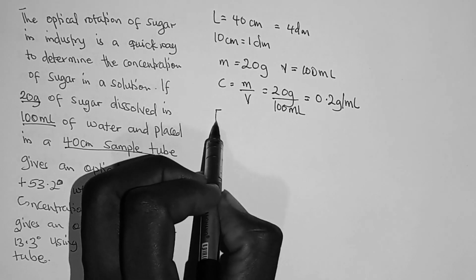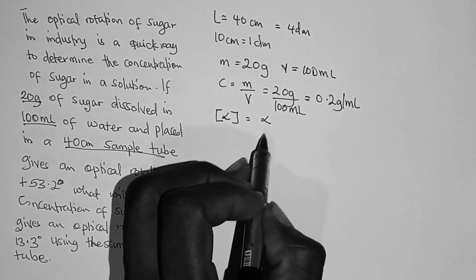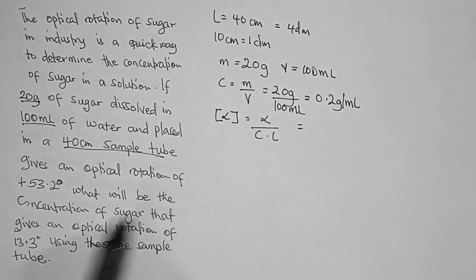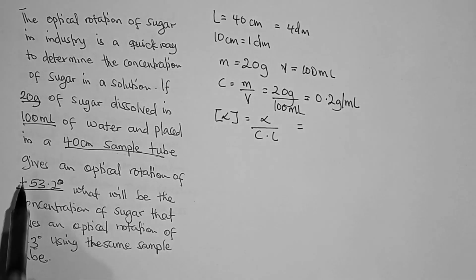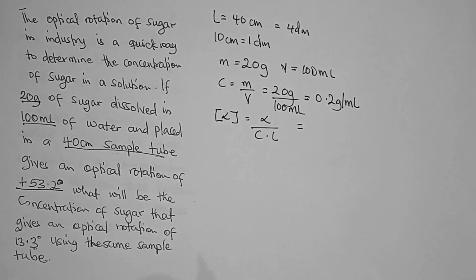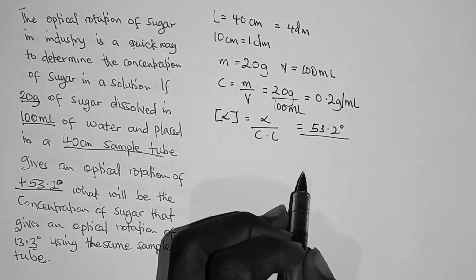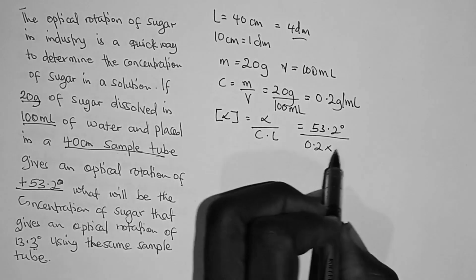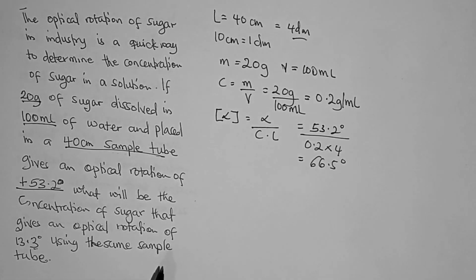But specific rotation is given by the angle of rotation divided by concentration times the path length. The angle of rotation was given as 53.2 degrees. So here's 53.2 degrees divided by the concentration, which we got as 0.2, times the path length, which was 4 decimeters. And this is equal to 66.5 degrees.